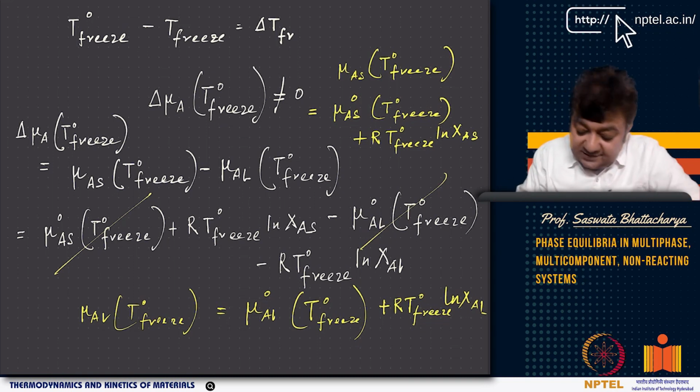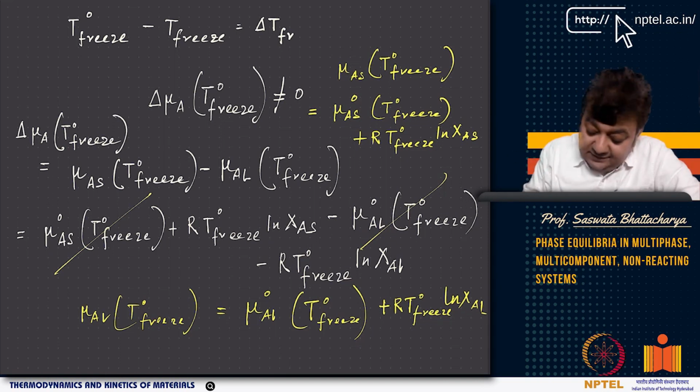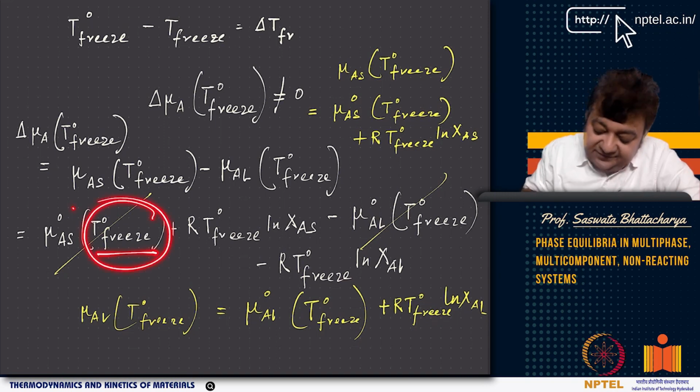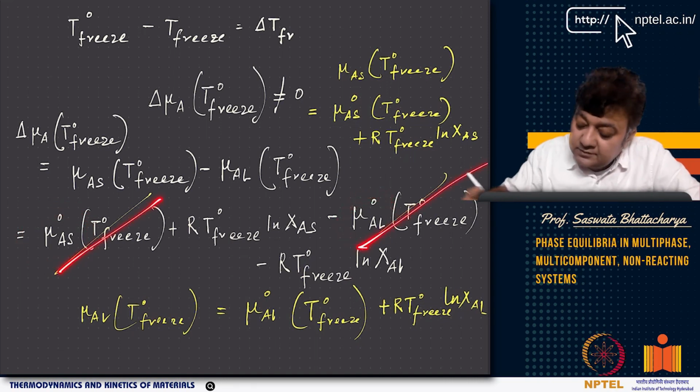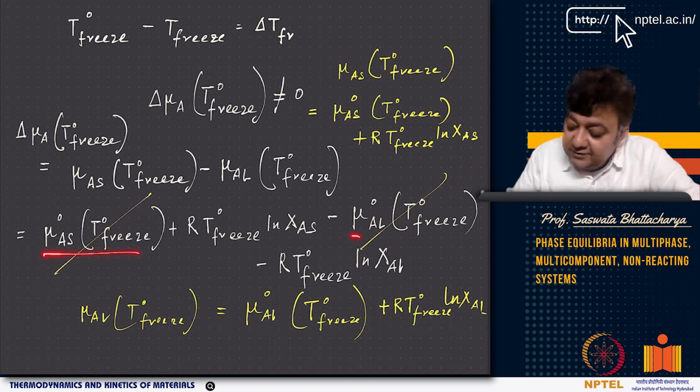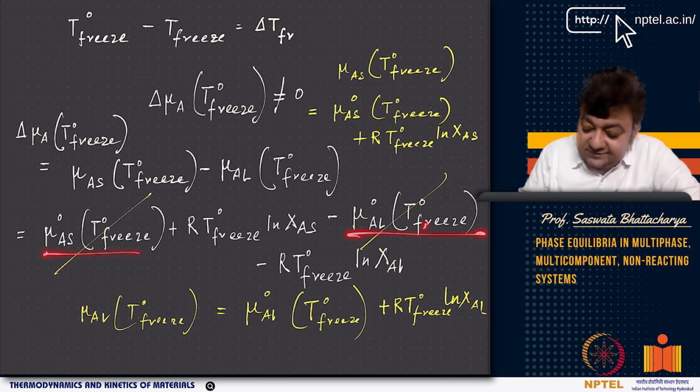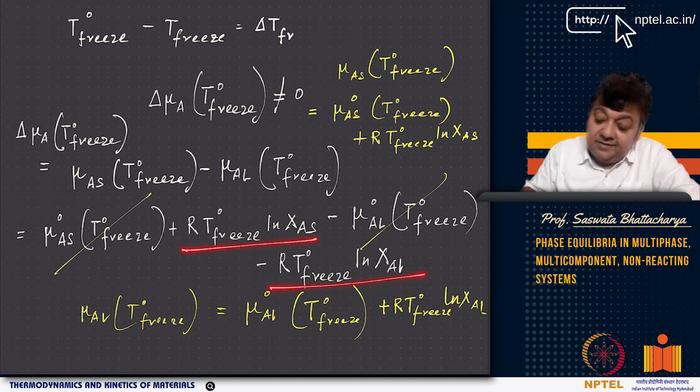Now if you look at this, mu_A0 at T0 freeze and mu_L0 at T0 freeze, the 0 means this is pure solvent. For the pure solvent, T0 freeze is the freezing temperature. At this temperature, mu_A0 is equal to mu_L0. So you can cross them out, because this has to be equal to this one, and this minus this has to be equal to 0. So these terms go away. Now you have only this term and this term remaining.